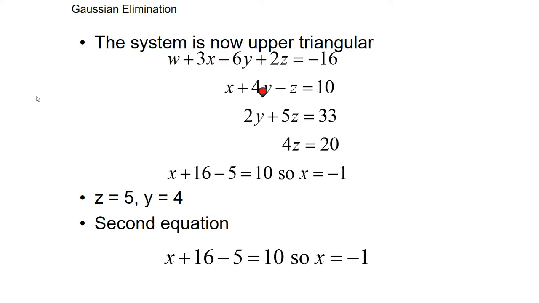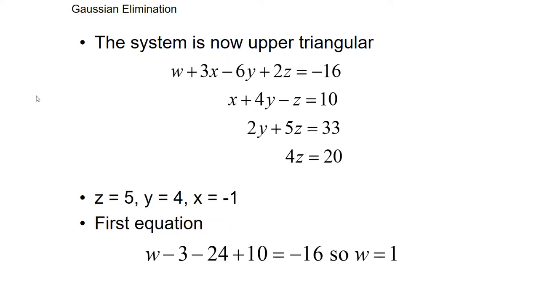Now let's look at the 2nd equation, together with the fact that z is 5, y is 4. x plus 16 minus 5 is equal to 10. x plus 11 is 10. x is minus 1. So now let's go to the very first equation. We have values for x, y, and z. So it's w minus 3 minus 24 plus 10 is minus 16. w minus 17 is minus 16. We get that w is equal to 1.